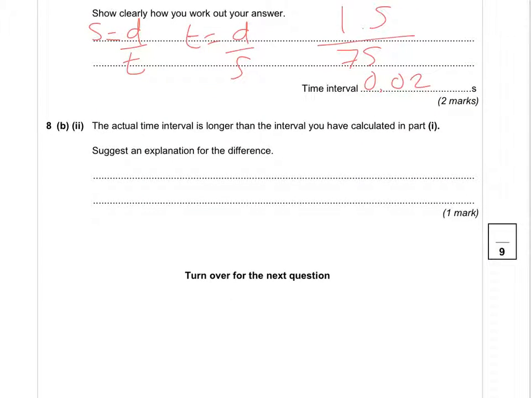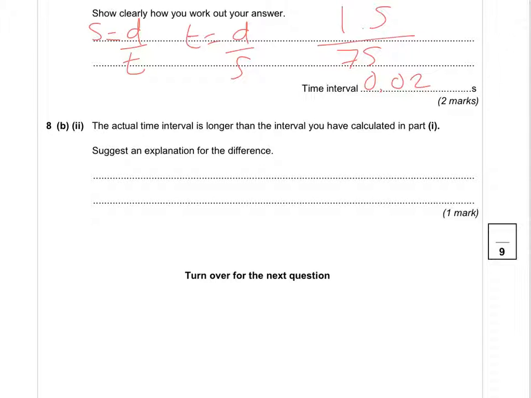8b part 2. The actual time interval is longer than the interval you have calculated in part 1. Suggest an explanation for this difference. The only thing that they would accept for this was nothing to do with reaction times or anything like that. That was something that a lot of people fell into the trap of putting. It was because of the chemicals diffusing across synapses when nerve impulses have to be passed between neurons.